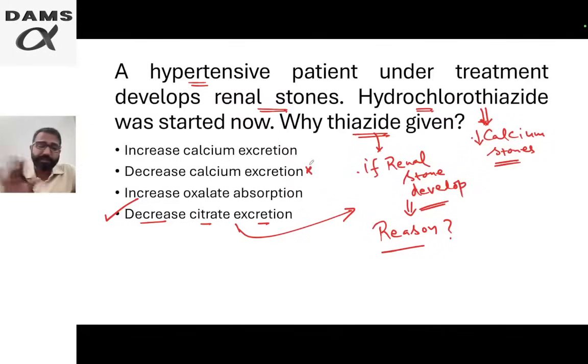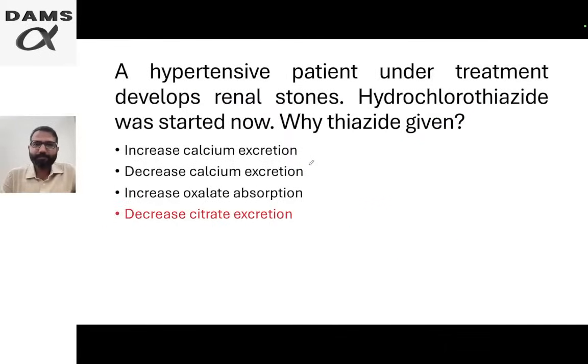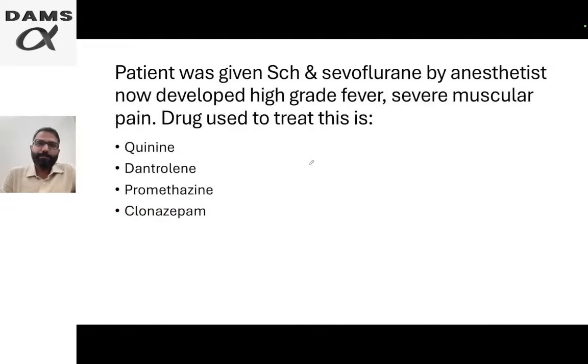ठीक है बच्चों, so this was the correct answer. Many students have done this wrong, I know, I can understand, right? मैं भी होता तो हो सकता मैं भी गलत कर देता, but this is the correct answer बच्चे. ठीक है, okay.